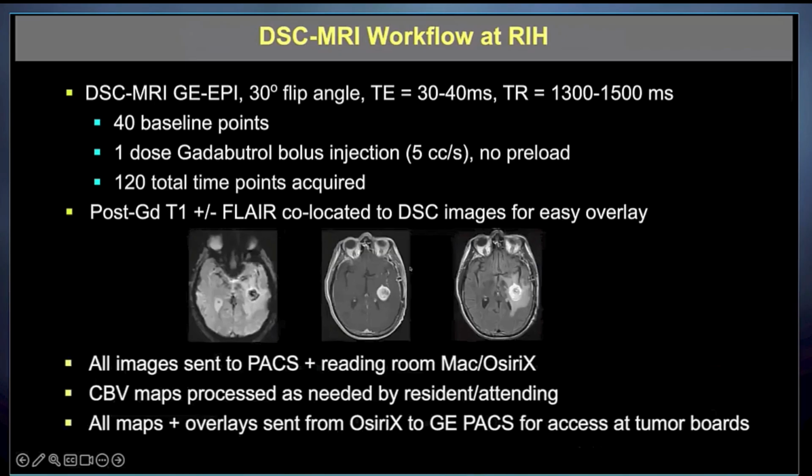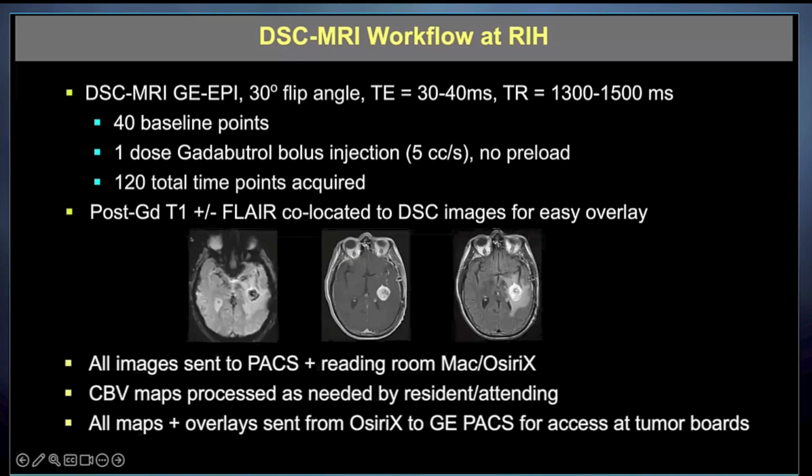So it might be helpful to go over what our workflow is at Rhode Island Hospital. We use the low flip angle acquisition without preload dose administration. We acquire 120 total time points that include baseline imaging. And we also simultaneously acquire both post-contrast imaging and FLAIR images that are co-located spatially to the perfusion images, which permits easy overlay when we do the image analysis.